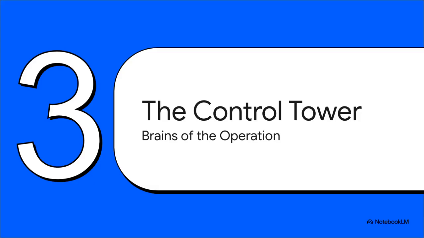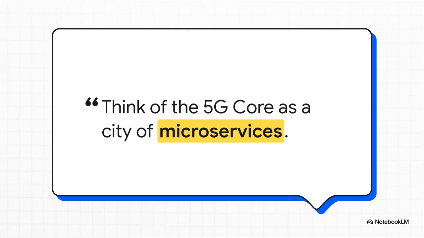Okay, so we've got the data highway sorted. Now let's look up in our diagram to what I'm calling the control tower. This is where all the thinking happens, all the logic, the rules, and the decision-making. Honestly, the best way to get your head around the 5G control plane is to think of the 5G core as a city of microservices.